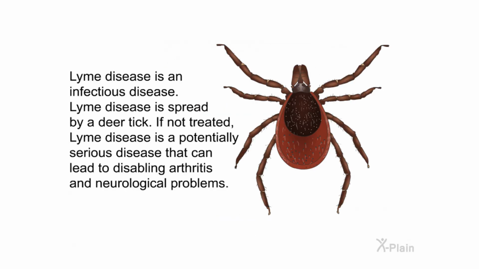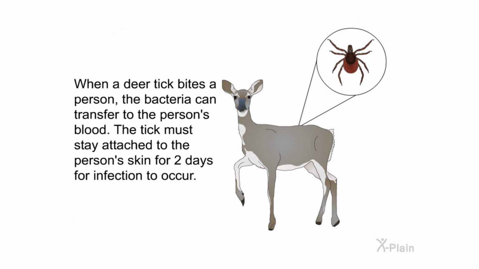Summary. Lyme disease is an infectious disease. Lyme disease is spread by a deer tick. If not treated, Lyme disease is a potentially serious disease that can lead to disabling arthritis and neurological problems. When a deer tick bites a person, the bacteria can transfer to the person's blood. The tick must stay attached to the person's skin for 2 days for infection to occur.